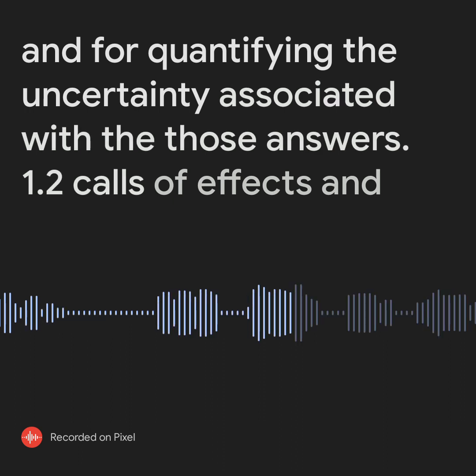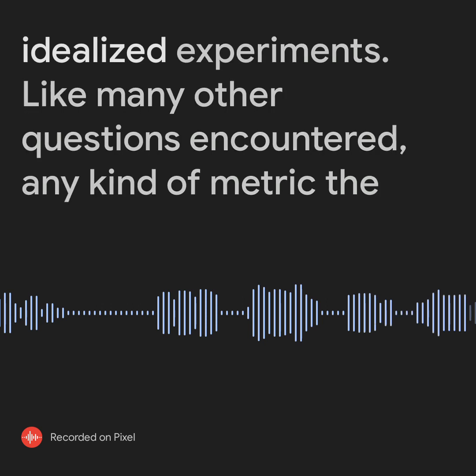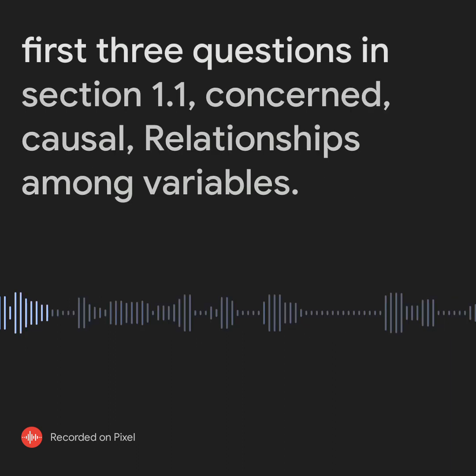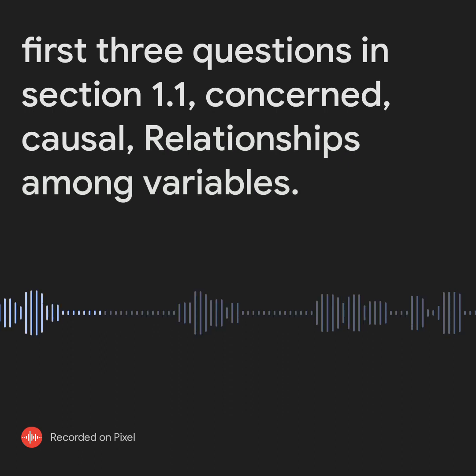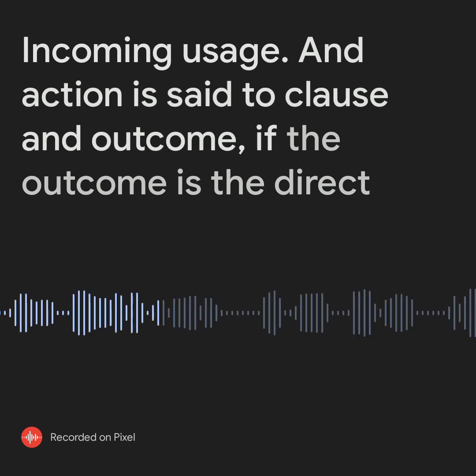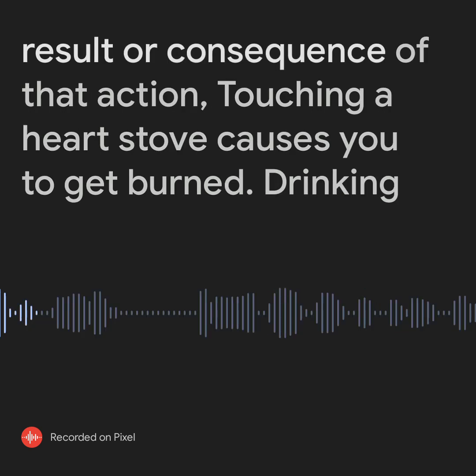1.2 Causal effects and idealized experiments. Like many other questions encountered in econometrics, the first three questions in section 1.1 concern causal relationships among variables. In common usage, an action is said to cause an outcome if the outcome is the direct result or consequence of that action. Touching a hot stove causes you to get burned.